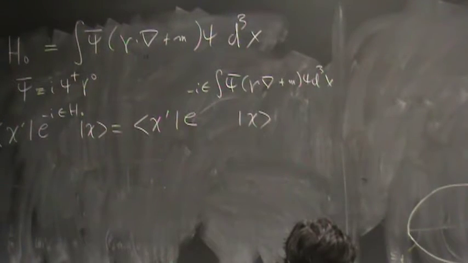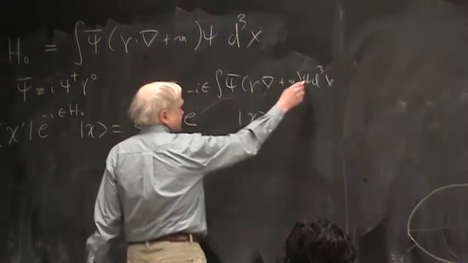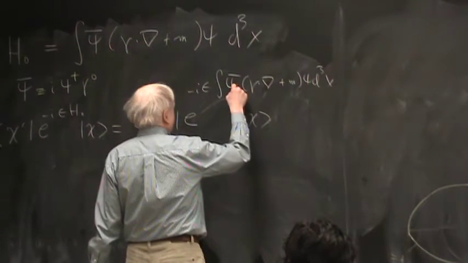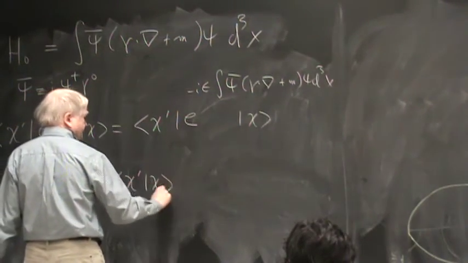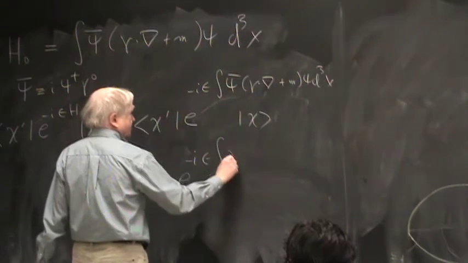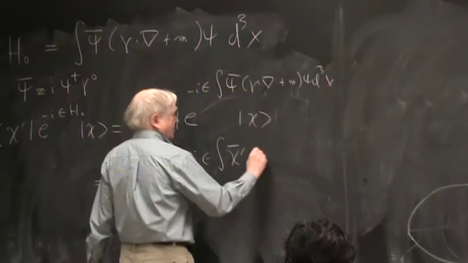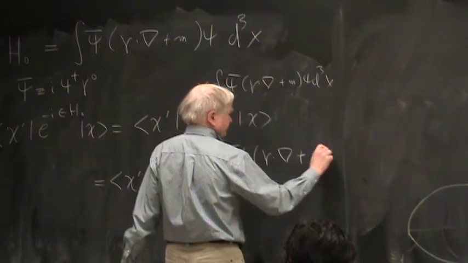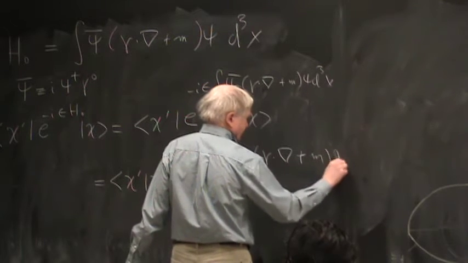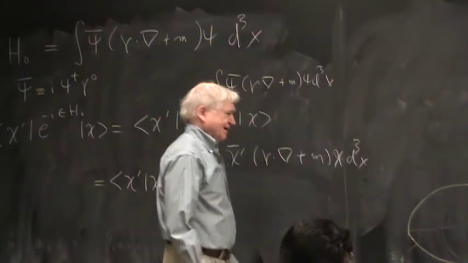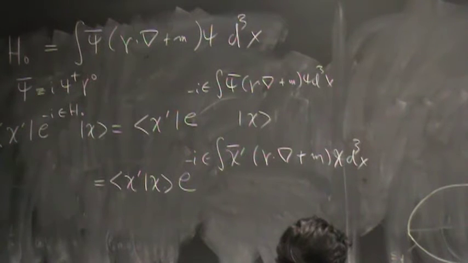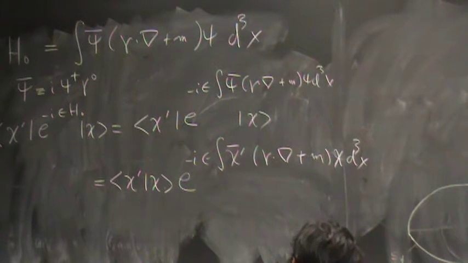Now, what are we going to have? Well, this thing is going to turn into chi bar prime. And we're also going to have chi prime chi e to the minus i epsilon integral chi prime bar gamma dot grad plus m chi. And you notice this color chalk just does not erase. Is the bar the Grassmann field? Yeah, it's the same. Chi bar is chi.